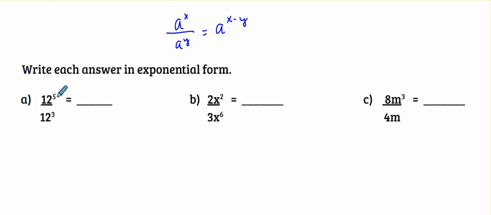This is 12 to the fifth over 12 to the third. So we're going to get 12 as our base, since the base never changes, and we subtract, and 5 minus 3 is 2, and it's going to stay wherever the bigger exponent is. So since the 5 was bigger and it's on top, it stays on top. So that really means that our final answer is 12 to the second power.